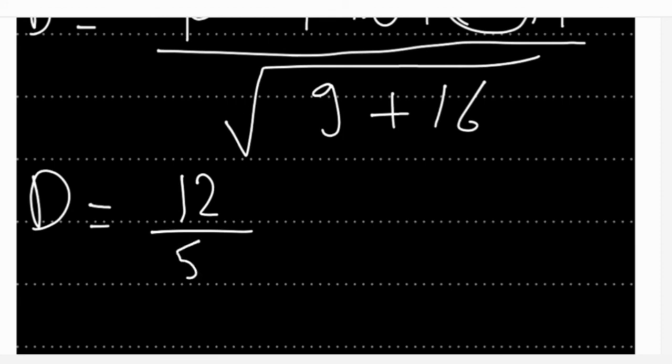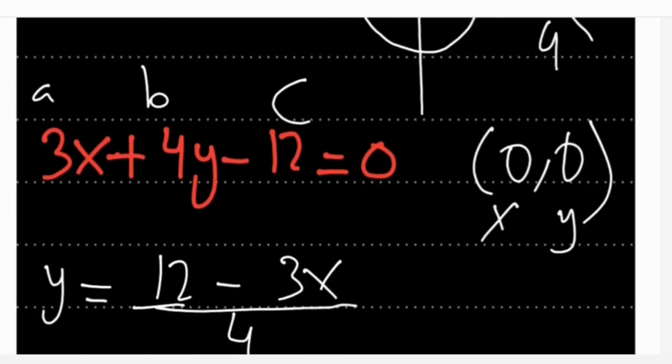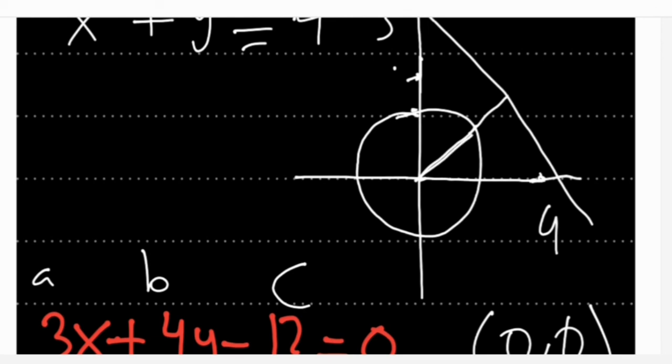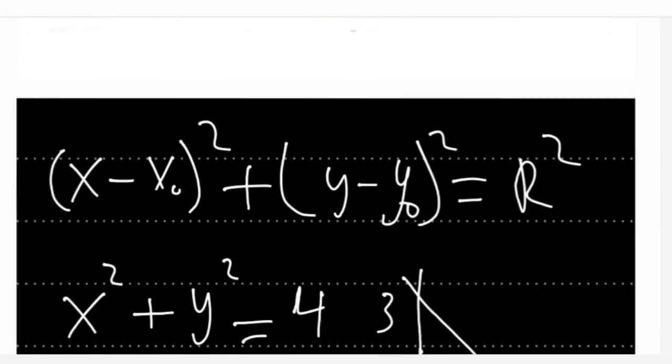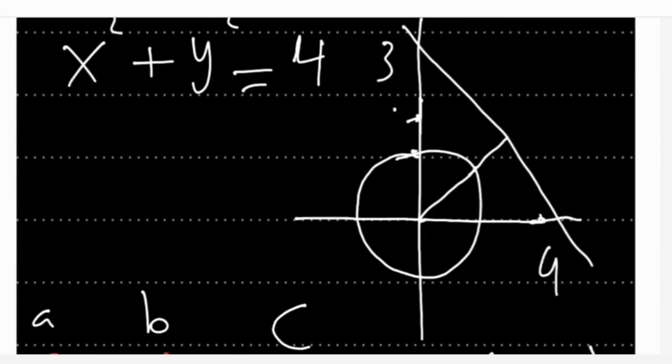Okay, so what is this distance over here? It is all this distance, from the point to the line. But what is the question asking us? It is asking us the minimum distance between a point on the circle and a point on the line. So what is the distance he wants? He wants this distance. So all of it we found.